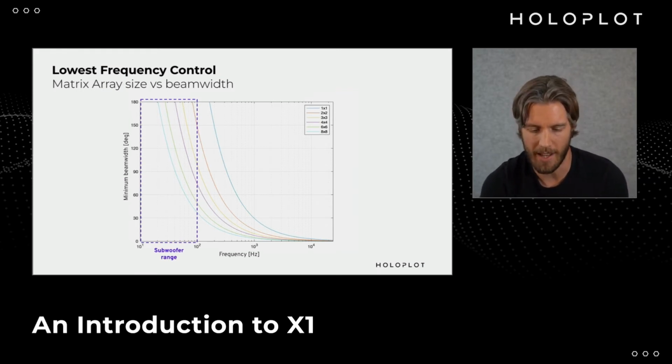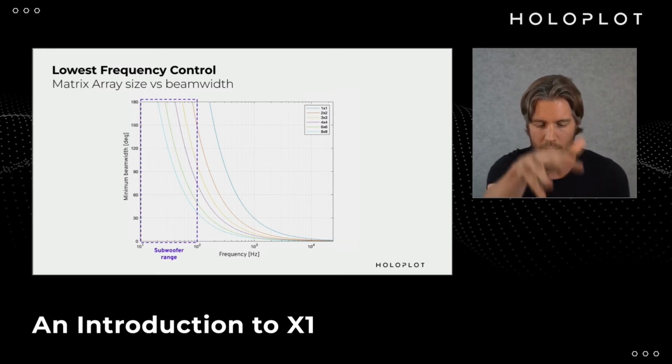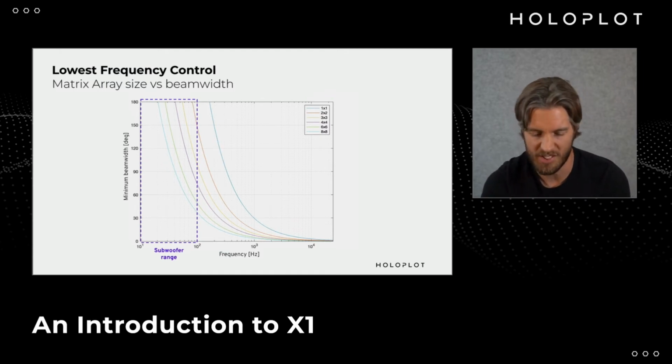And even with an 8x8 array that we have here, you're still able to control right down. I mean, still getting the minimum beam width down to 60 degrees, even down to 45 degrees within the subwoofer range. So that gives you an idea of what you're able to control with a given size of array.